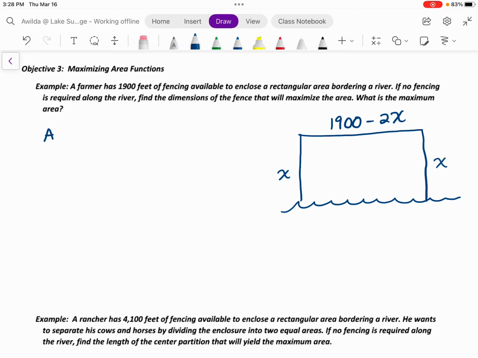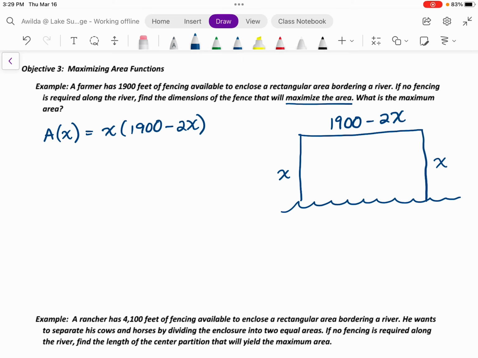Now the area of a rectangle is what we're trying to maximize. So let's use the capital letter A for the name of the function and say that A of x, the area, must be length times width, or x times 1900 minus 2x. In other words, the area of a rectangle is length times width, or in this case, x times 1900 minus 2x. And we're asked to maximize this area.